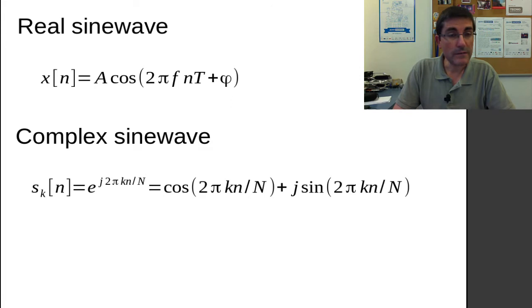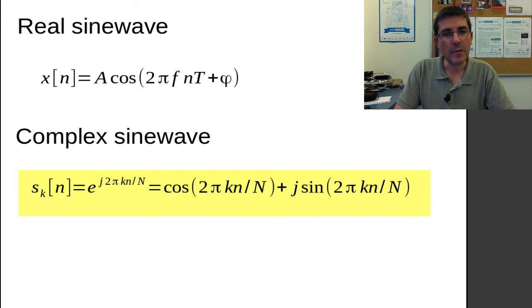The real sine wave, which is a sequence of numbers, in real numbers, that can be computed by calling this function. So it has an amplitude, a capital A, and we can call the function cosine with an argument which is 2 pi with the frequency and the time index. N is the time index without the discrete, and then the capital T is the sampling period, and then we have an initial phase.